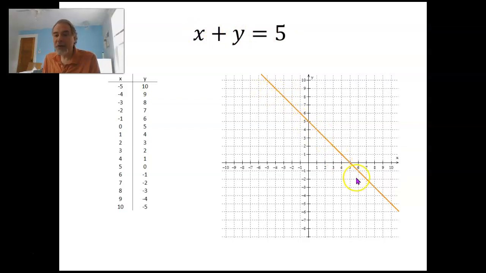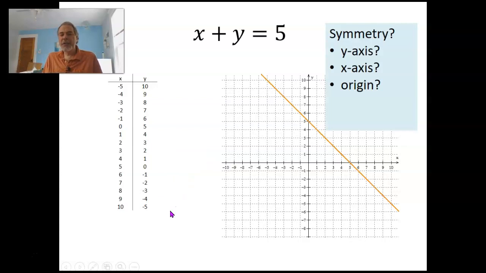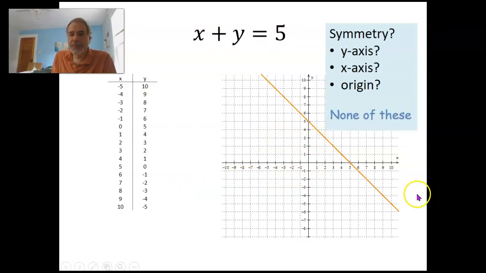And here's the pattern they fall into. Here's the graph of that equation. It's this straight line here that includes all those points (5, 0), and (1, 4), and (-2, 7), and (9, -4), and all those others. And does this graph have any of those three kinds of symmetry we talked about? Is it symmetric with respect to the x-axis, or the y-axis, or the origin? No, none of those.